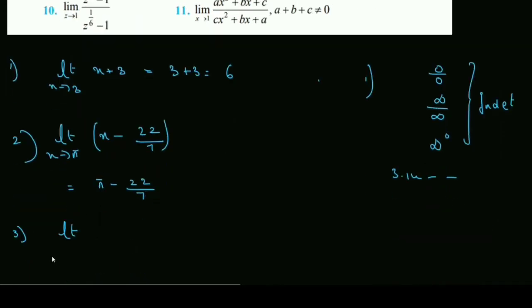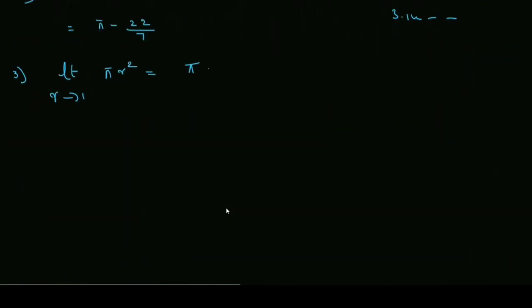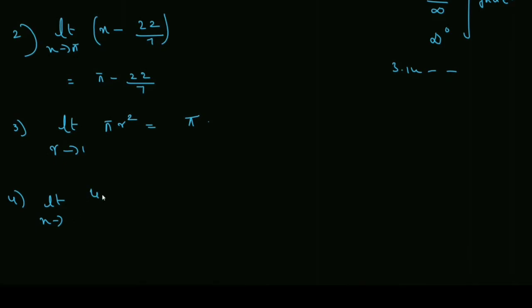Third one, r tends to 1, pi r square. Substitute r is 1. You get the answer pi. Fourth one, it is a rational function. First step is substitute. If it is indeterminate form, only then you factorize it. So just substitute and check. 4 into 4, 16 plus 3, 19. 4 minus 2 is 2. So that's the answer.